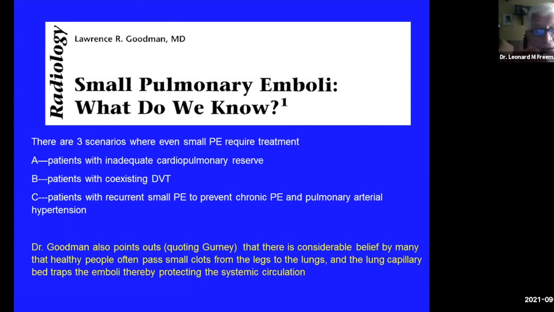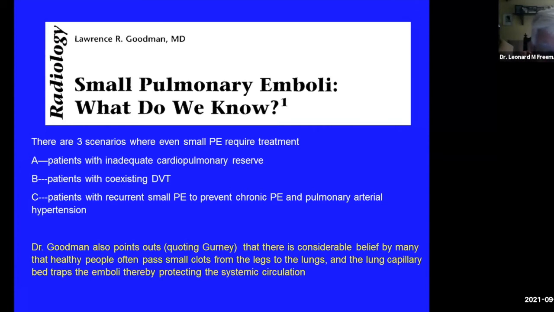Small pulmonary emboli have been fascinating for many, many years, okay? And the question is, when you have small pulmonary emboli, does it require treatment? And basically, as you see on the bottom, Dr. Lawrence Goodman, who's a well-known chest radiologist from Milwaukee, pointed out that there's considerable belief by many that healthy people often pass small clots from the legs to the lungs, and the lung capillary bed traps the emboli, thereby protecting the systemic circulation. So I'm introducing something new here.